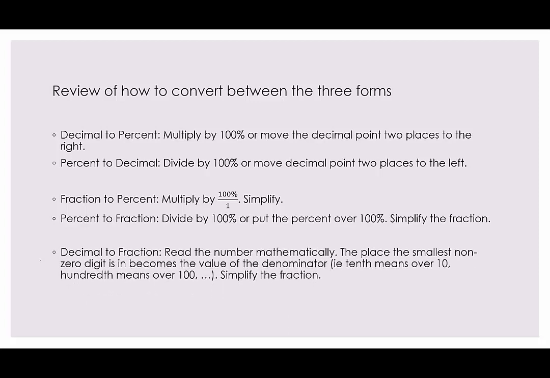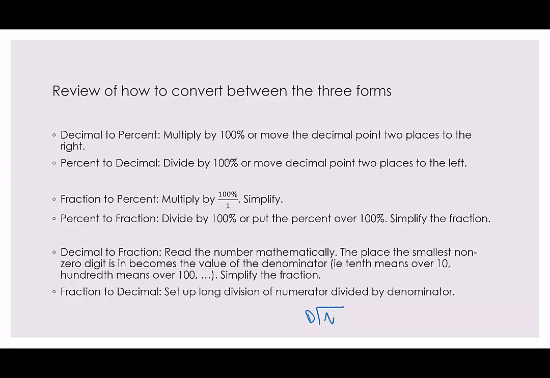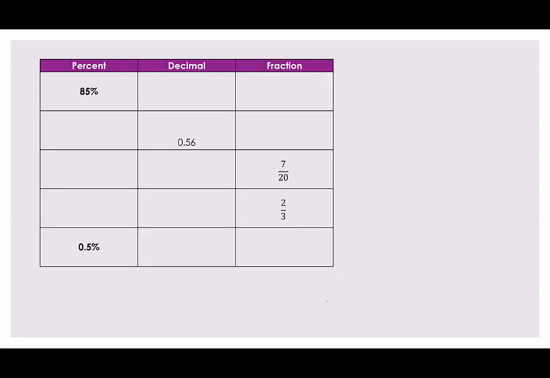For a decimal to a fraction, we read the number mathematically. The place the smallest non-zero digit is in becomes the value of the denominator. So tenth means over 10, hundredth means over 100, thousandth means over 1,000, etc. And then simplify the fraction. Fraction to decimal, set up the long division of numerator divided by denominator. So the denominator goes outside the division house, and the numerator goes inside. Usually with these types of conversions, we would include a decimal point because we almost always have to deal with decimals, and then we would just add a couple zeros as we go.